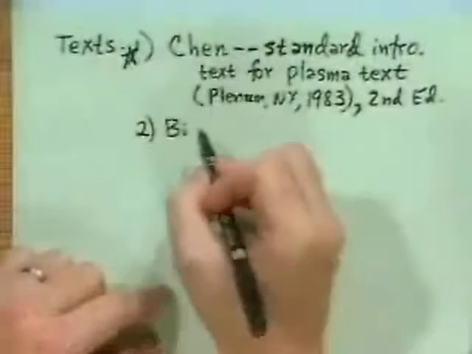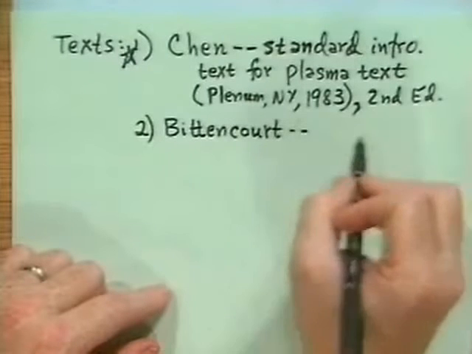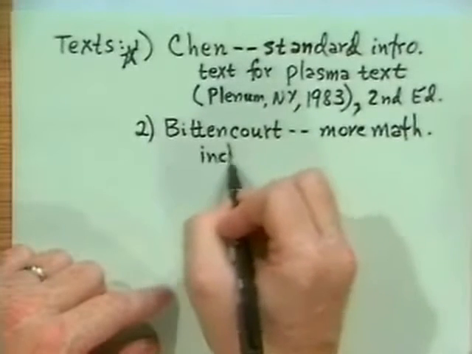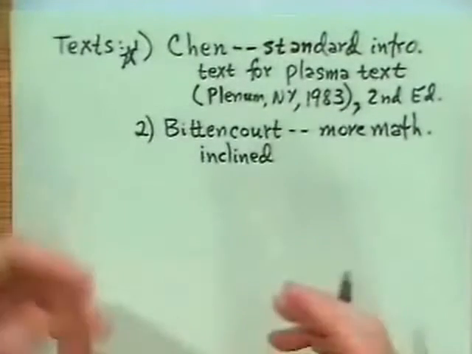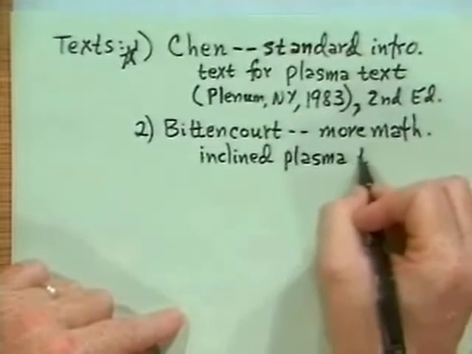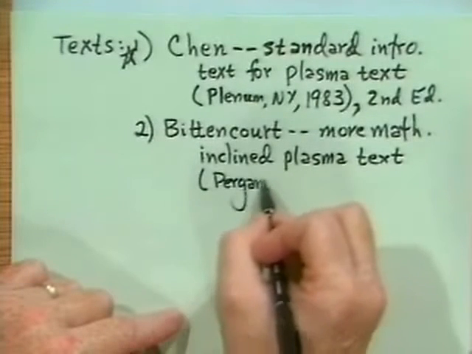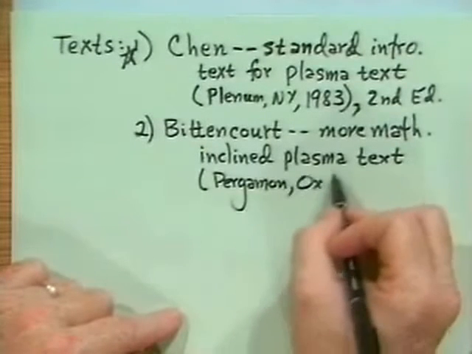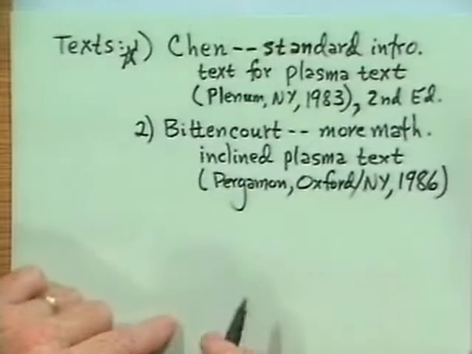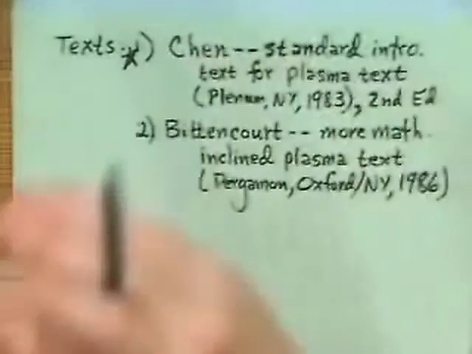So what I've prescribed as a secondary text, so Chen is the primary text, so let's put a little star by that perhaps, is a book by Bittencourt, and it's, let's just say, more mathematically inclined. Some would say perhaps too mathematically inclined, but I think personally it provides a good balance with the Chen textbook. And that is published by Pergamon Press from Oxford or New York, published in 1986.